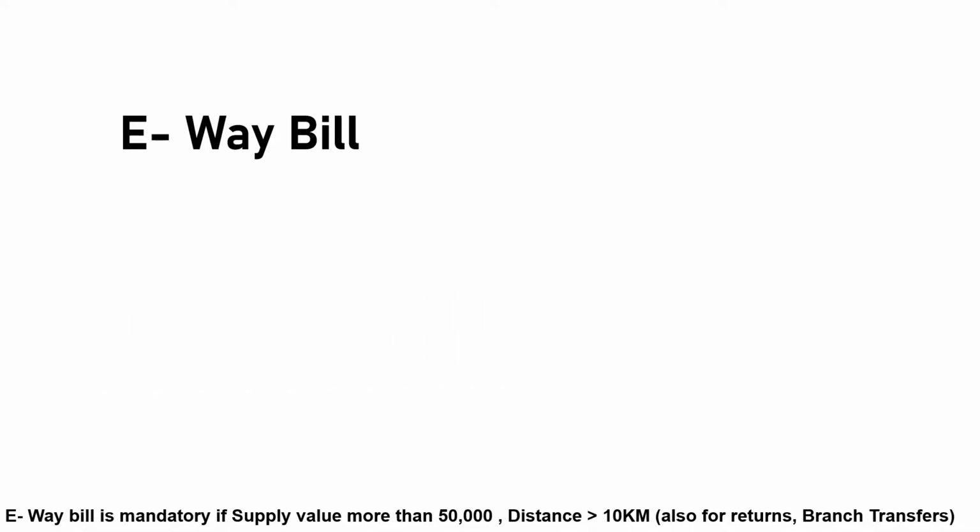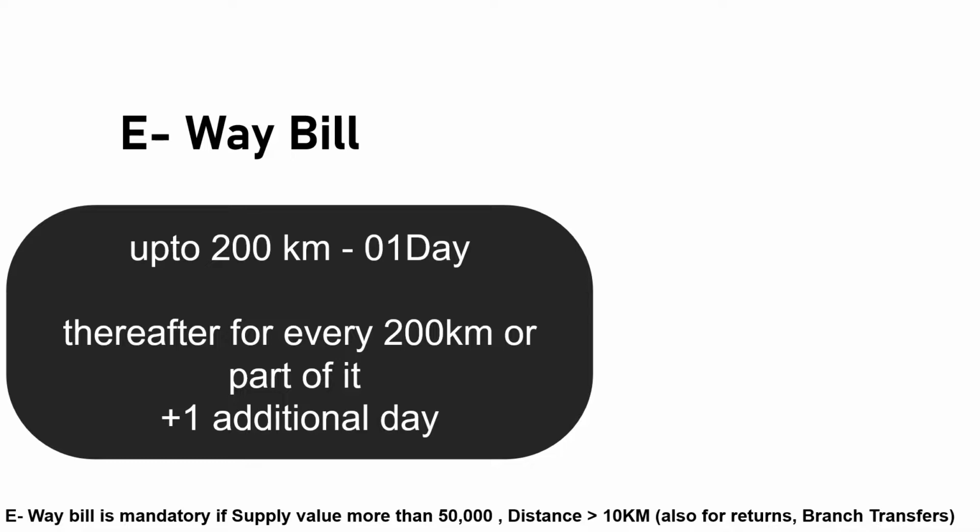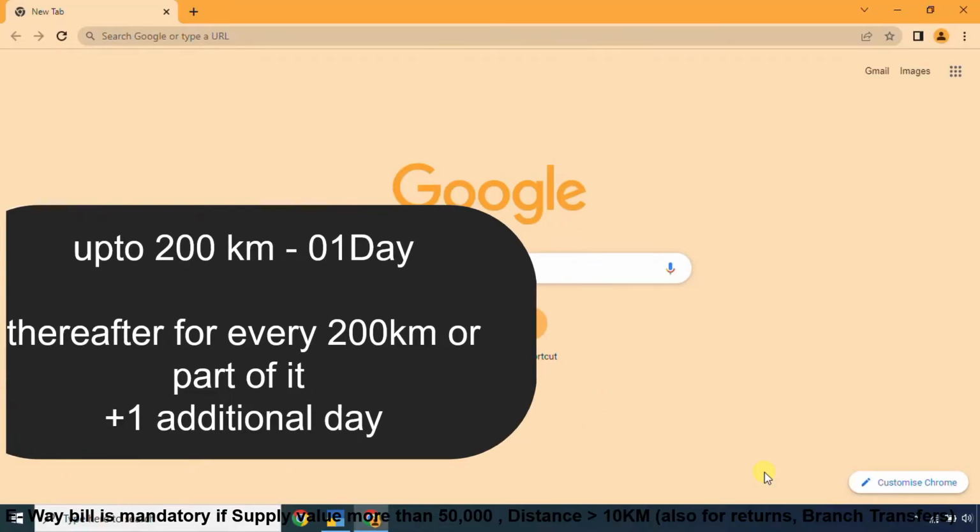And e-Waybill will have a validity that depends on the number of kilometers between your pin code and your customer's pin code. If the distance is up to 200 km, e-Waybill will be valid for 1 day, 24 hours. And thereafter, for every 200 kilometers, an additional 1 day will be provided.